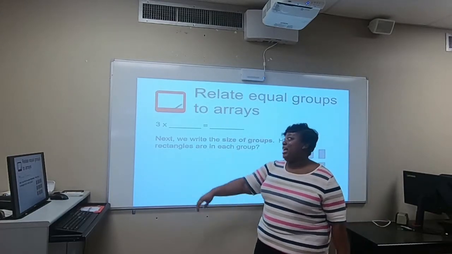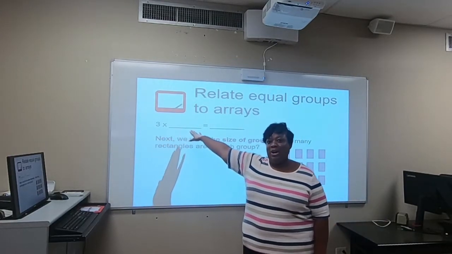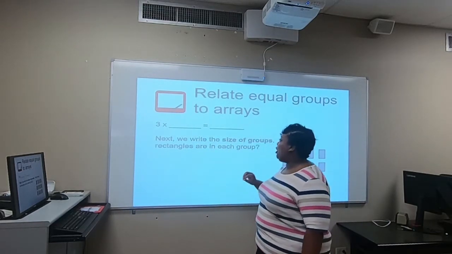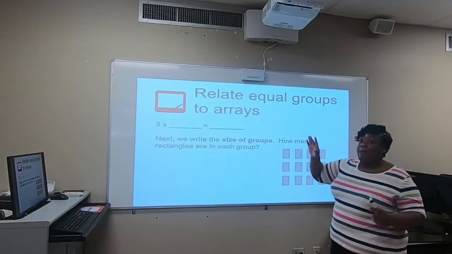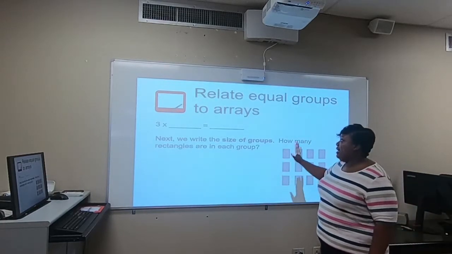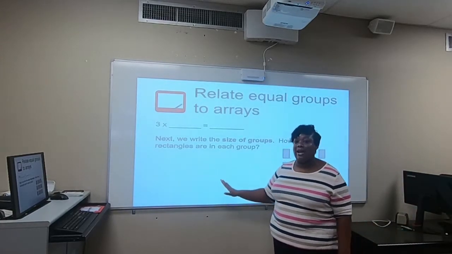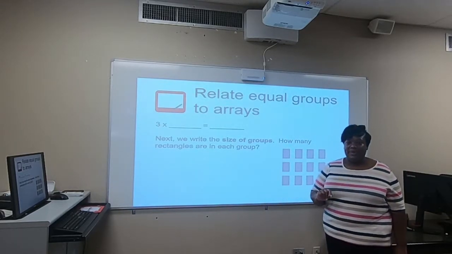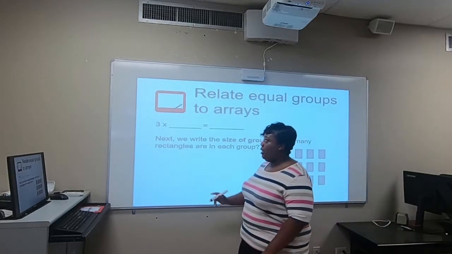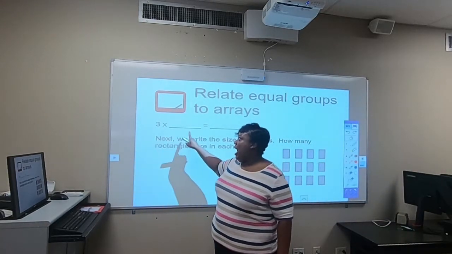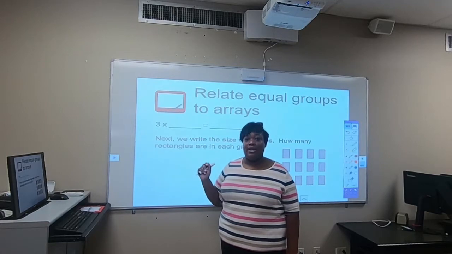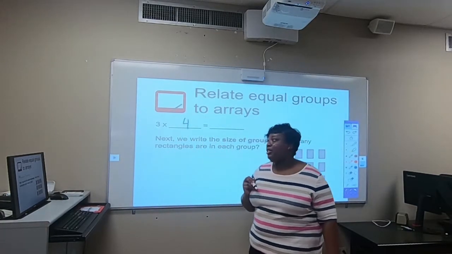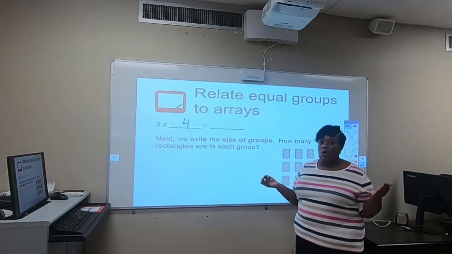Remember I told you, it's the number of groups times, what did I already tell you yesterday? Size of the group. So we write the size of the group. Remember, the size of the group just means how many rectangles there are in each group. So how many rectangles do you see here? Let's fill in the blank. We have 3 groups, and how many rectangles are in each group? 4. So 3 times 4 equals what?